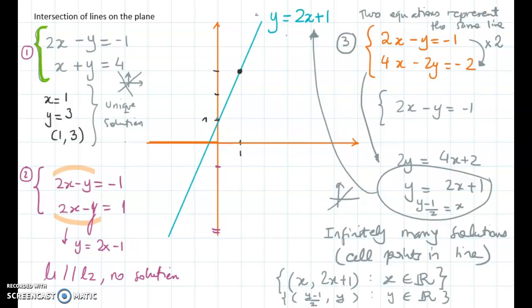And those are the three cases that we can have. We can have a unique solution, we can have no solution, we can have infinitely many solutions. And these different cases of intersections of lines on the plane are the geometrical interpretation of the possible solutions for all 2 by 2 systems of linear equations.